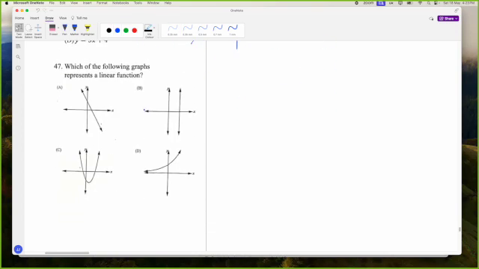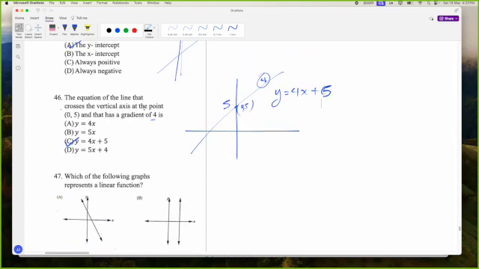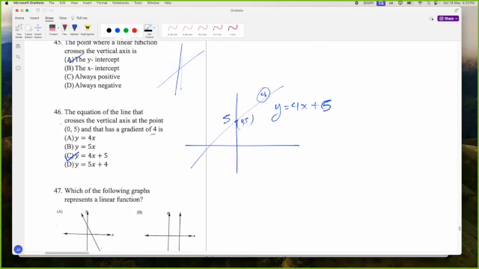If anybody wants me to explain that one, remember all lines are of the form mx plus c. m is the gradient, so they tell you the gradient is 4, and c is the intercept on the y-axis, so it crosses the vertical y-axis at 0,5. So that means this is 5 here.